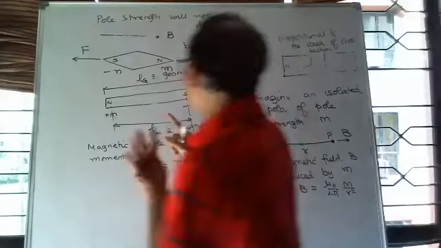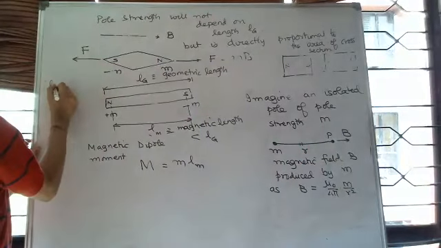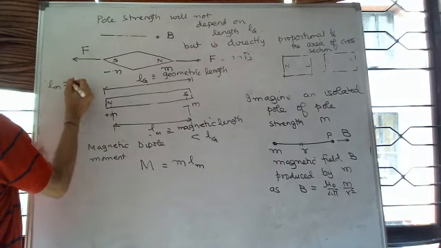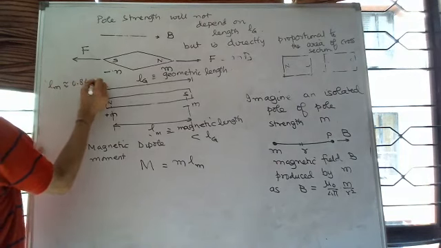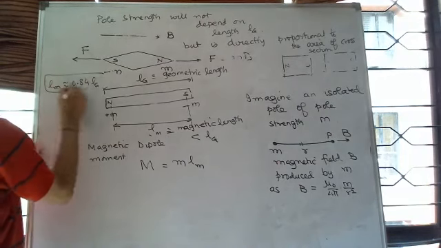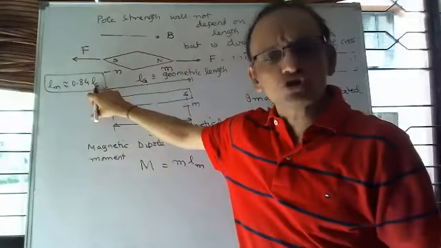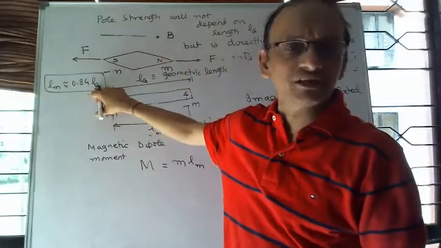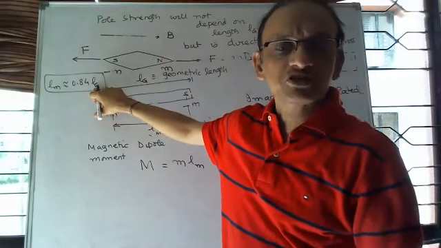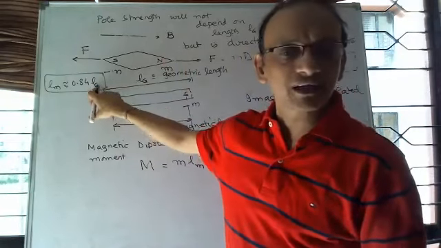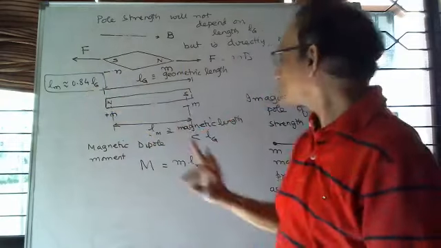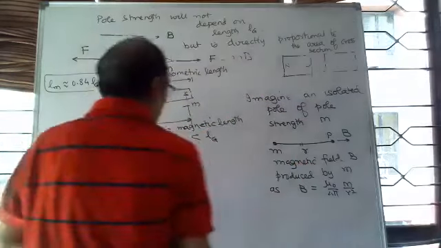Magnetic length is roughly 0.84 times the geometric length. A rough calculation. Very close to the geometric length, but slightly less than the geometric length. 16% less than the geometric length, as you can see.